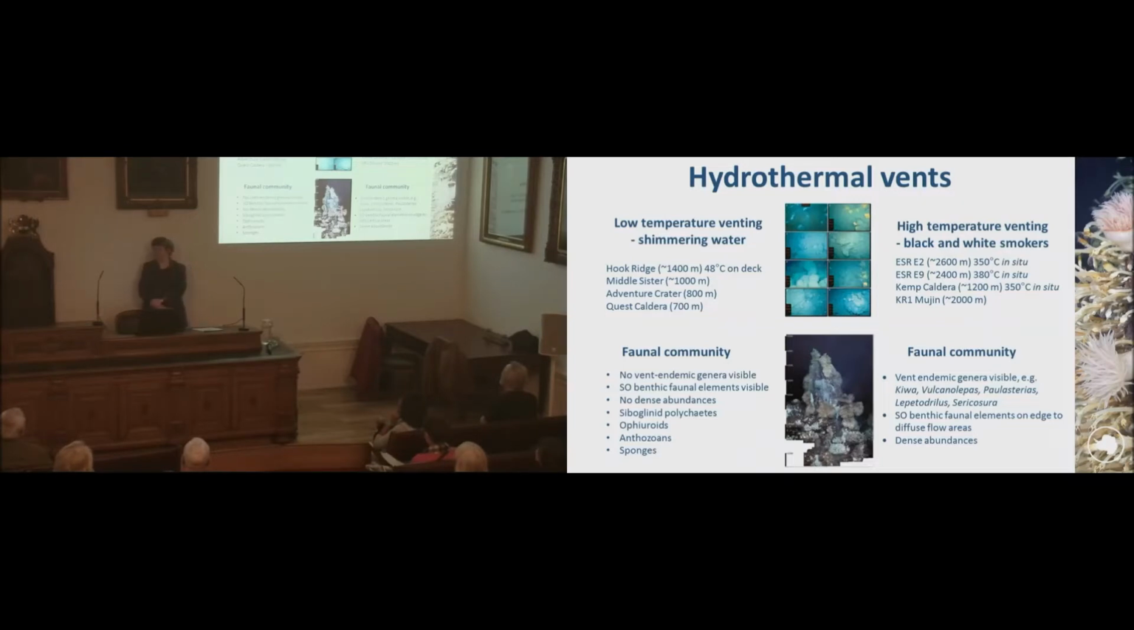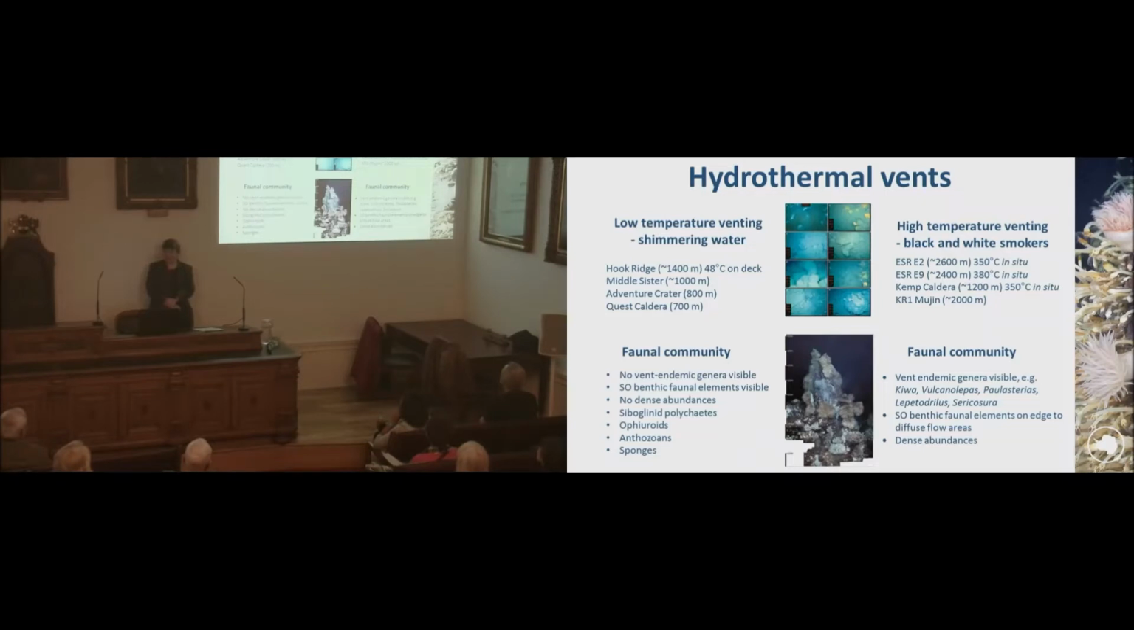The high temperature venting and black and white smoking areas are completely different. We measure temperatures of up to 380 degrees in situ on the hydrothermal vent sites. And we find the typical vent communities with vent endemic genera, which are visible in the Antarctic through the Hoff crab, the Kiva crab, the Yeti crab, little limpets called volcanolepas, the seven-armed starfish, Polyasterias, and what we've realized is that all of our Antarctic species on the vent sites were new to science as well.